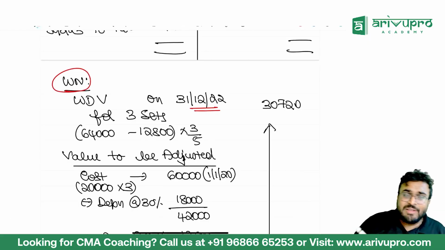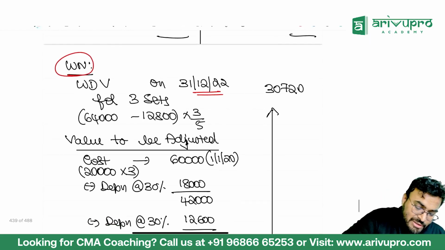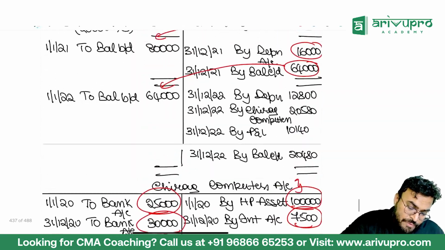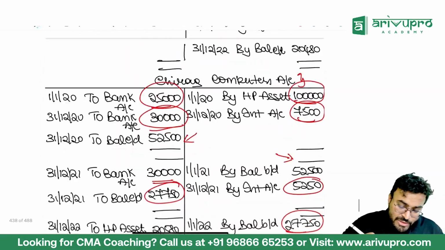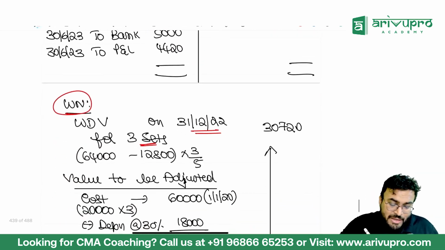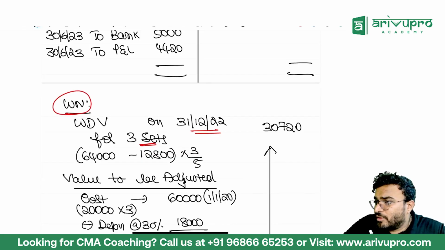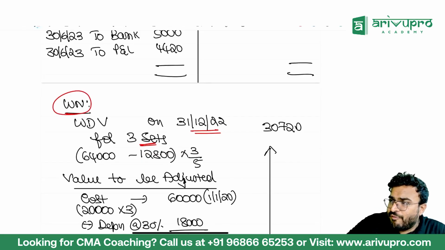WDV on 31st of December 2022 for 3 sets. We have to calculate for 3 sets. What is the WDV over here right now? WDV is 64,000. But 64,000 is for how many sets? It is for 5 sets.